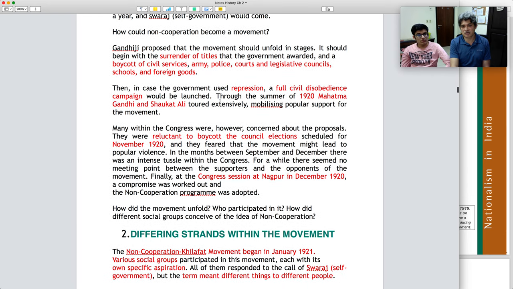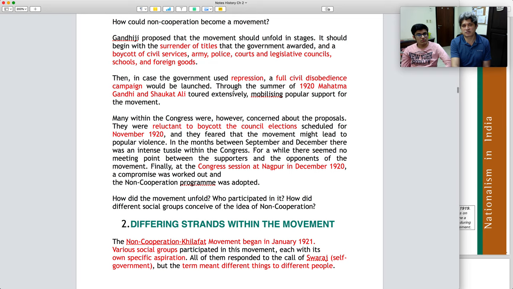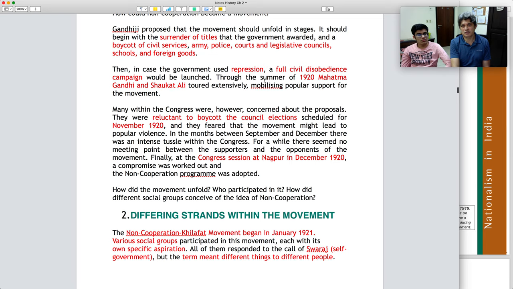Then, in case the government uses repression, we are going to go for a civil disobedience campaign, which means that we are going to break the laws and not obey the government. The salt march, where they went and made salt, was against the law.